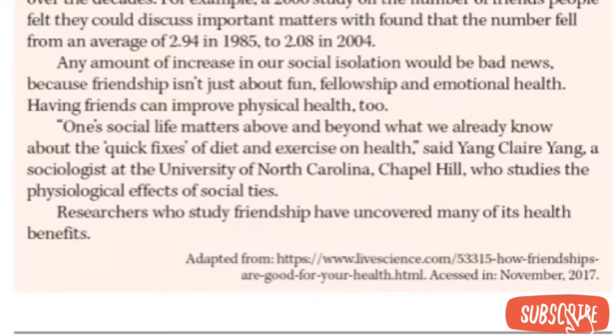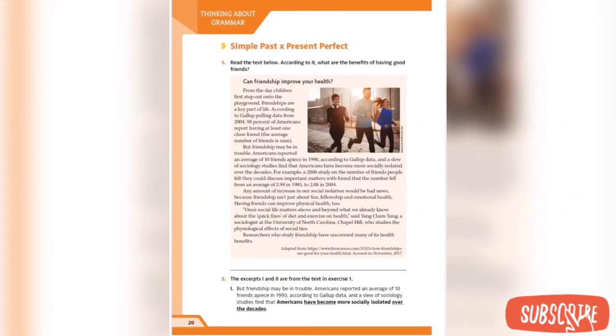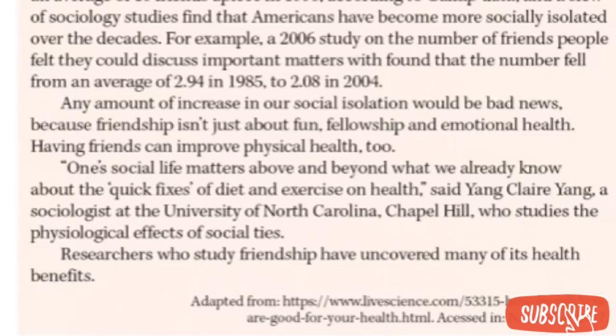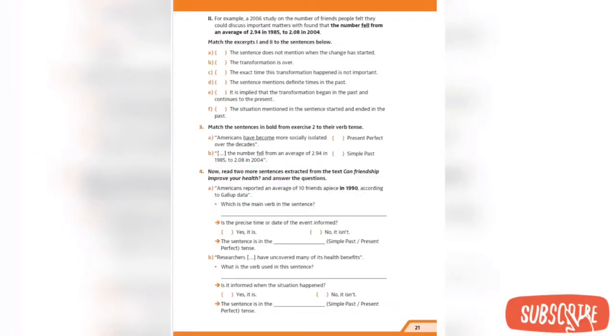It's so interesting, isn't it? So we are going to check. The first question was here. According to it, what are the benefits of having good friends? I'm going to give you the answer, and it's related to the text: fun, fellowship, emotional health, and physical health. I'm going to make it bigger just to read it better. Look. And now we are going to check the time tenses.